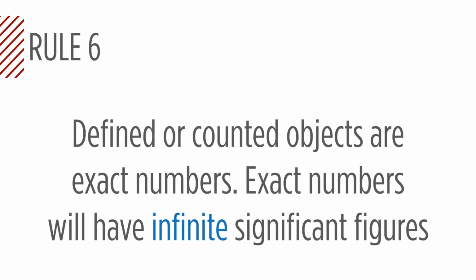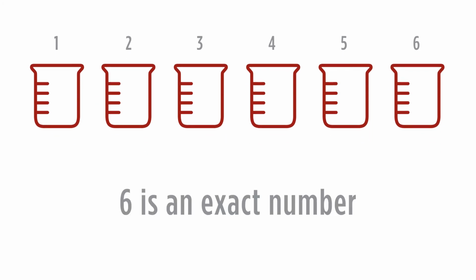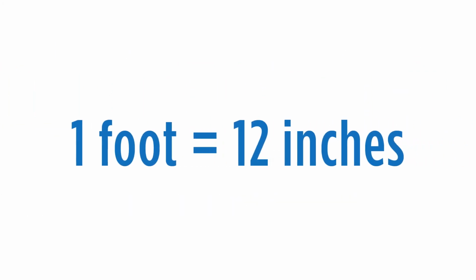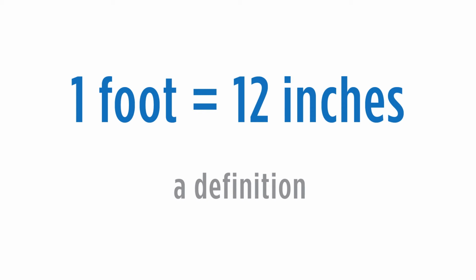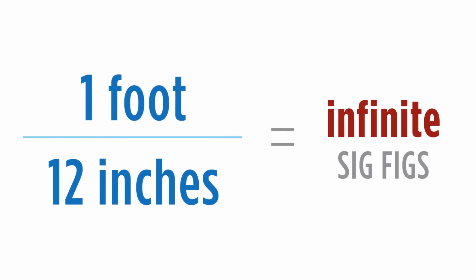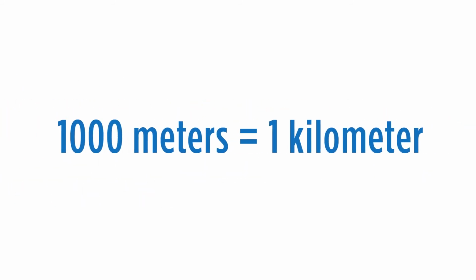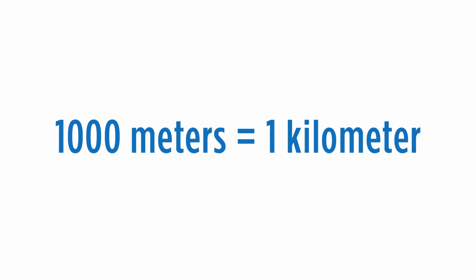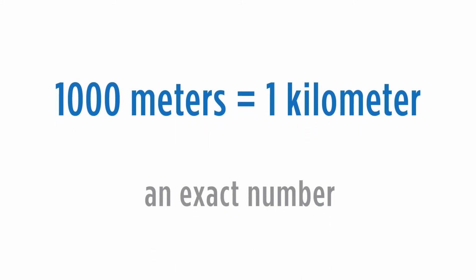In Rule 6, here we're talking about, let's say we had 6 beakers. Well, you can't have a partial beaker, and you're going to figure out how many beakers you have because you're going to count it. So therefore, 6 is an exact number. Also, if we take something like 1 foot is equal to 12 inches, well, this is actually a definition. So when we think about conversion factors like this definition, we put 1 foot over 12 inches. The truth is that has infinite number of significant figures because it's an exact definition. Same thing would hold true for something like 1,000 meters is equal to 1 kilometer. It's going to be an exact number.